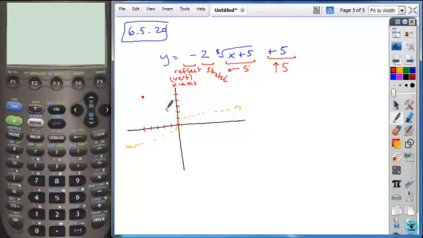Okay, so we flip this. Instead of it going up and to the right, it's going to go down and to the right. And then in the other direction, instead of going down and to the left, it's going to go up and to the left. So this would be what your function or your graph looks like.